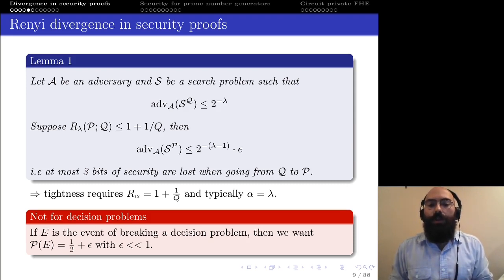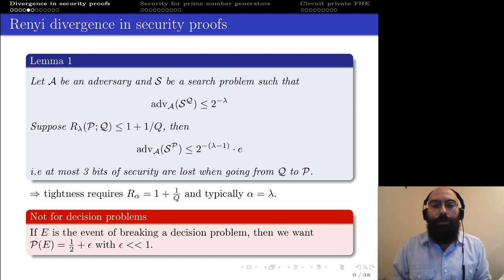For decisional problems, this won't work as well, because the advantage in this case is of the form 1/2 plus epsilon with a really low epsilon. If you just apply the inequality that we saw on the slide before for a decisional problem, it won't give you a better result than the statistical distance. So from now on in this talk, and when we talk about the applications, we will talk about security for search problems.